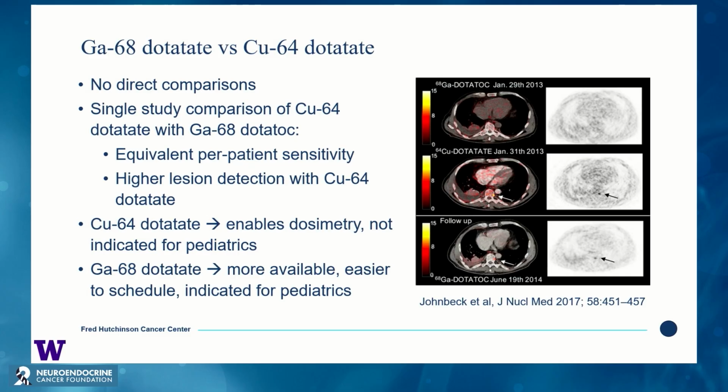There are some advantages where you might want to use copper-64 Dotatate over gallium-68 Dotatate for specific reasons. Copper-64 has a longer half-life, so potentially we may be able to use that for dosimetry. It's also not indicated for pediatric patients because the radiation dose is potentially a little higher, although we do give a low dose for imaging. For adults, the radiation exposure is fairly equivalent. Gallium-68 Dotatate is indicated for pediatric patients, and so that's usually the preferred tracer for our pediatric patients.